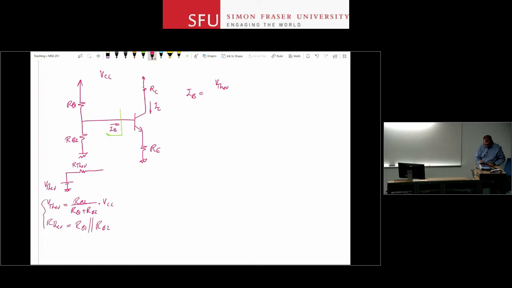Now in this case I'm looking at only one power supply, just one positive VCC at the top. In many analog circuits we have positive and negative supplies, and in a situation like that you can use superposition to find the Thevenin equivalent circuit there, right?